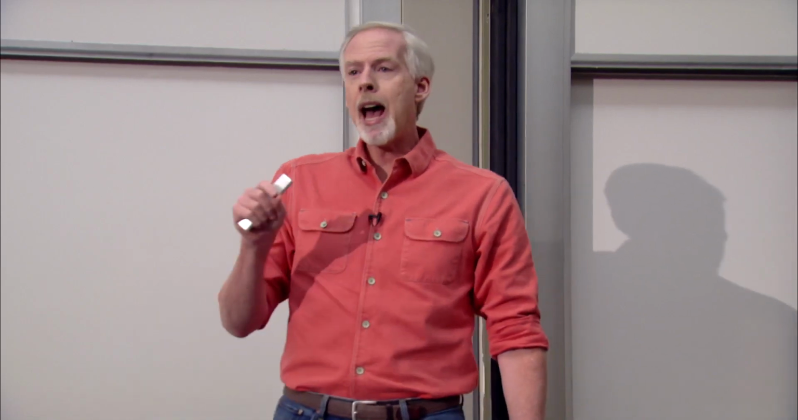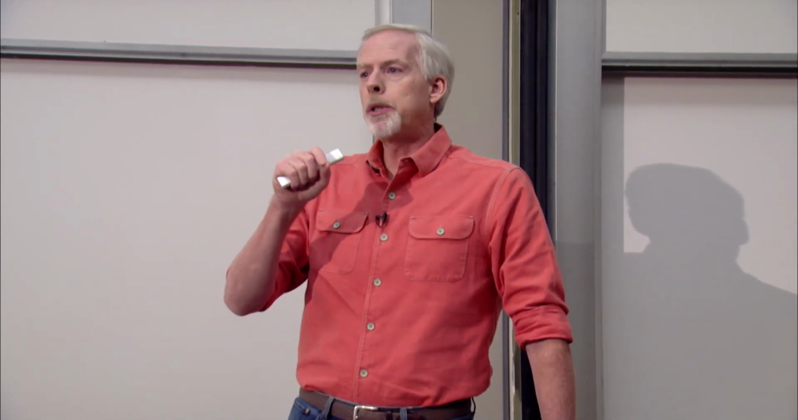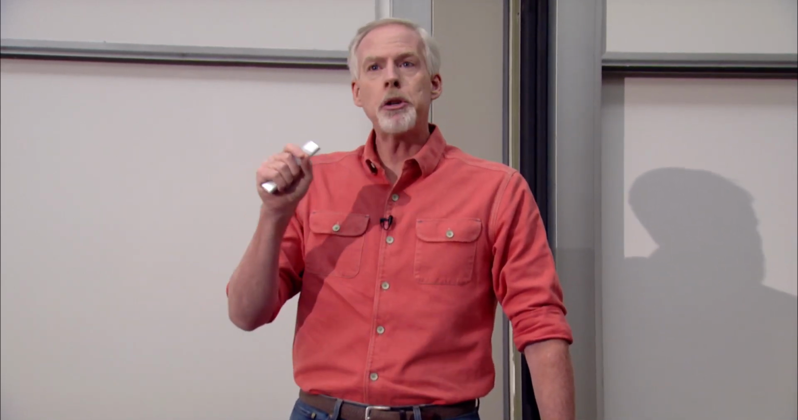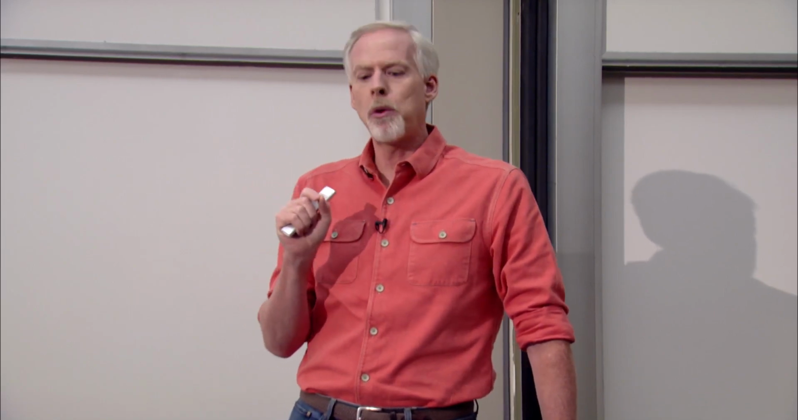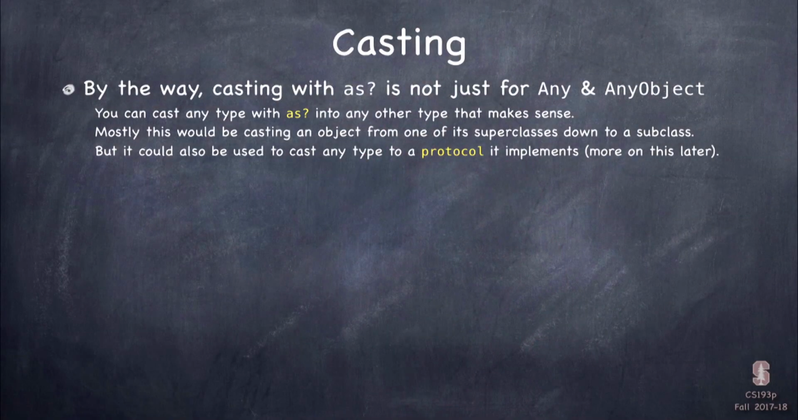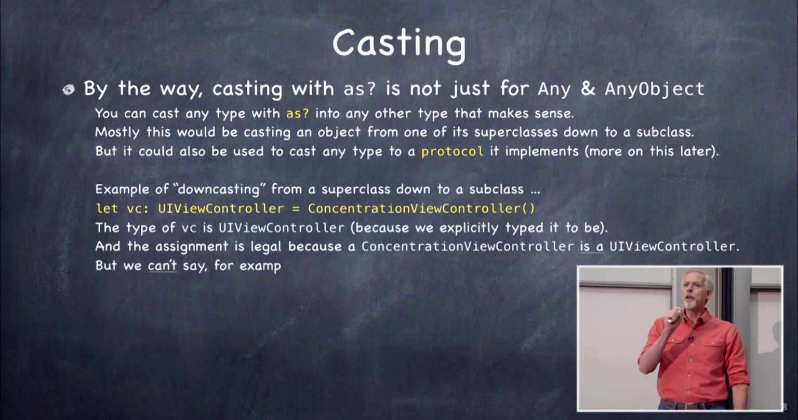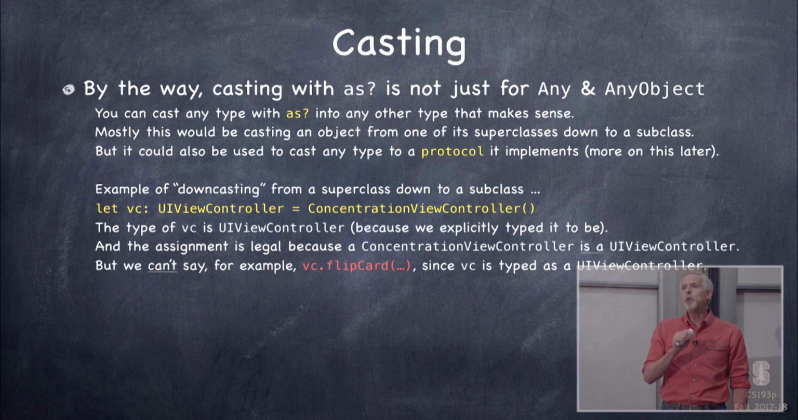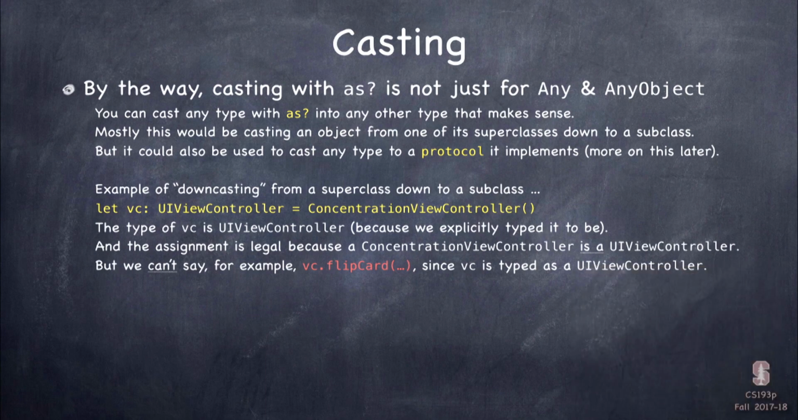Now this casting with as is not just for Any. We can also cast other things. Why else would we ever want to cast? Well, one classic case is to cast from a variable's type to one of its subclasses. So let's look at an example of that. Here I have a variable, vc. Very importantly, it's of type UIViewController, in other words, the iOS class UIViewController. That's the type of vc.